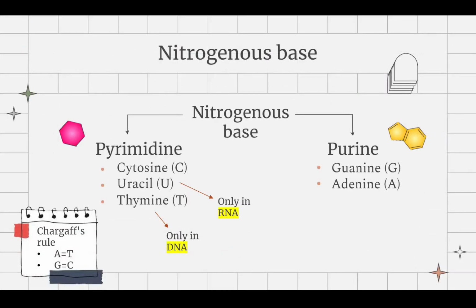There are two types of nitrogenous base, which is pyrimidine and purine. There are cytosine, uracil and thymine. Under pyrimidine, do note that uracil is only in RNA and thymine is only in DNA. Under purine, we have guanine and adenine.